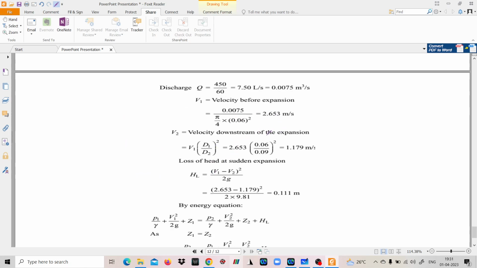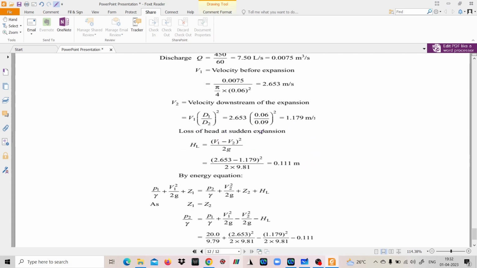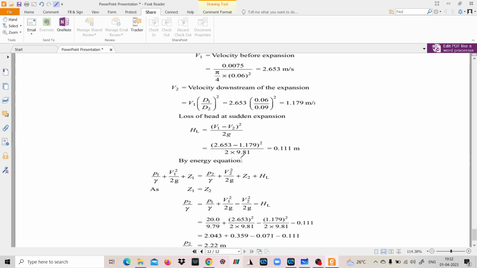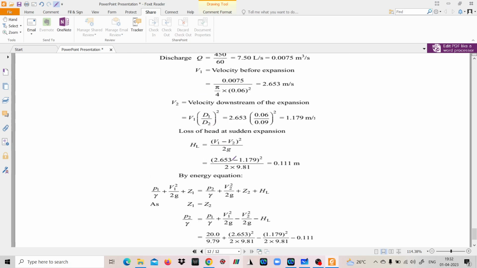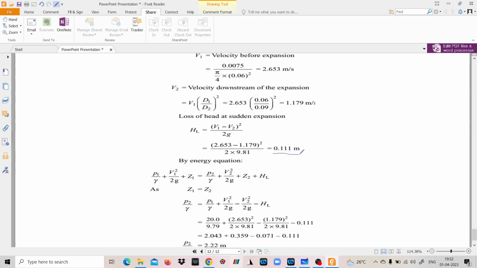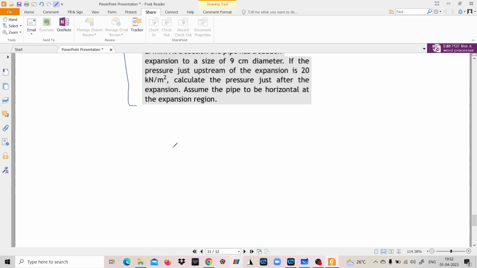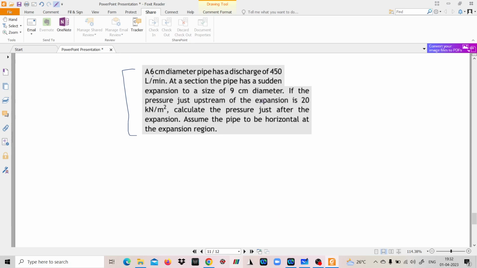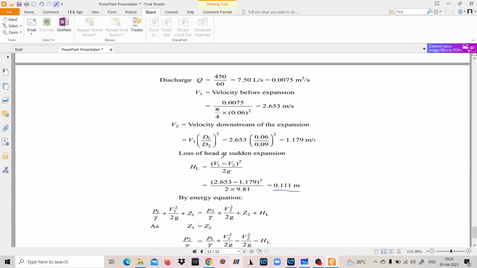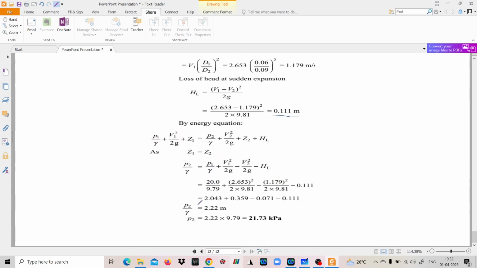Velocity downstream of the expansion, a1 v1 equals a2 v2, you can use that. So v2 is 1.179 meter per second. Head loss due to this sudden expansion is v1 minus v2 whole square by twice g. Since the values of v1 and v2 are known, you can find the value 0.111 meter. Then you apply Bernoulli's equation between point 1 and point 2. The pressure upstream of the expansion, that is P1, is known to you. You need to find P2. So this is a straight application of Bernoulli's equation. So it is 21.73 kilopascal.